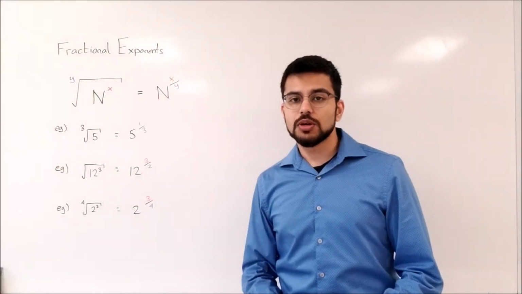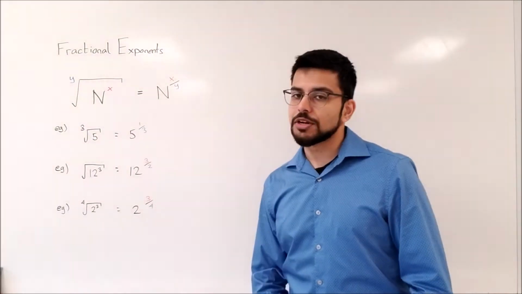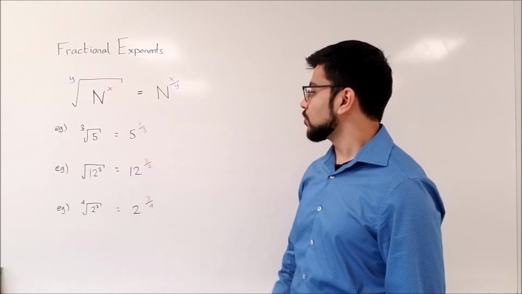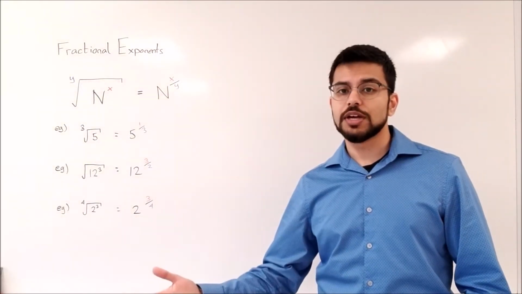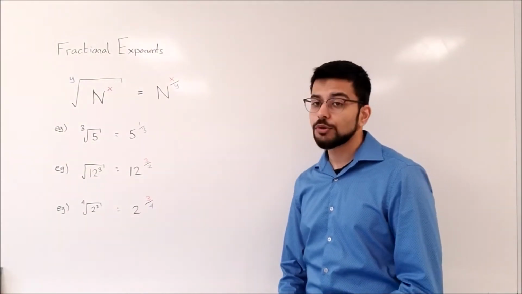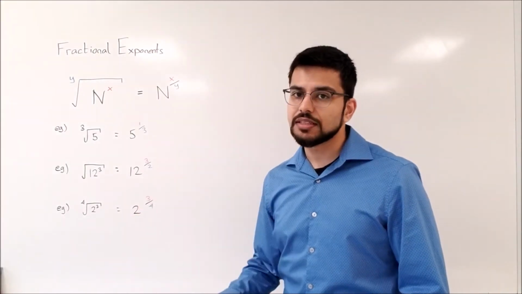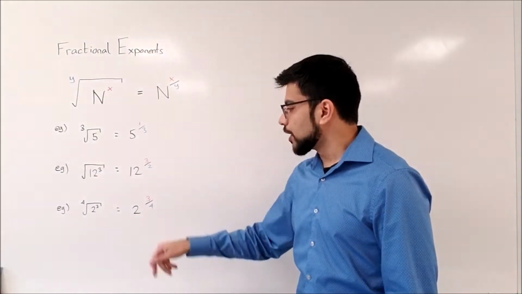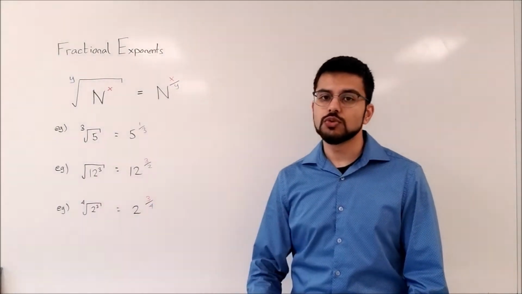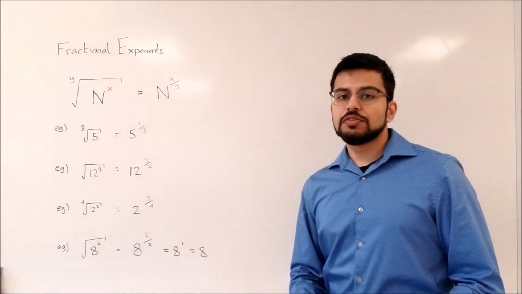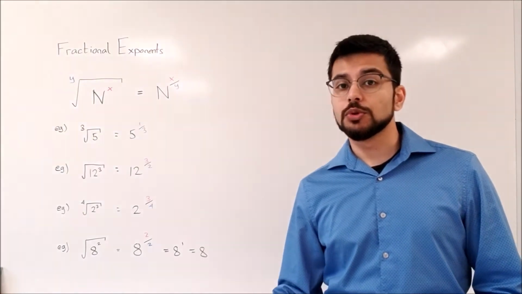In this case here with the 12 cubed, which is inside of a square root, well, the square root means that my denominator is a 2, and the 3 from the cube ends up going on top of my fraction. So this is 12 to the 3/2. My last example is the 4th root of 2 cubed. So I still get 2 cubed in a sense, but it's now in a fraction. The bottom of my fraction, the denominator, comes from the 4th root over here, which gives me 2 to the 3/4.